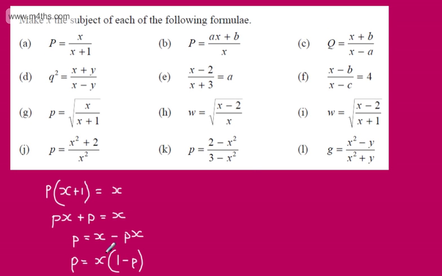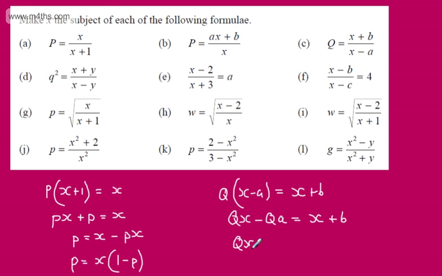Okay, let's have a go at another one. Let's do this one right here. So what we're going to do is multiply both sides by the denominator, q, then we'll have x minus a will be equal to x plus b. Expanding the brackets, I want the x out. qx minus qa is equal to x plus b. At this stage, I'm going to subtract x from both sides. qx minus x minus qa is equal to b.